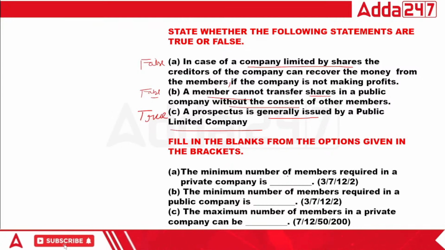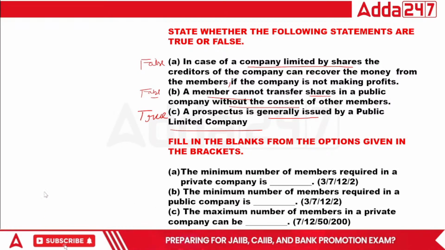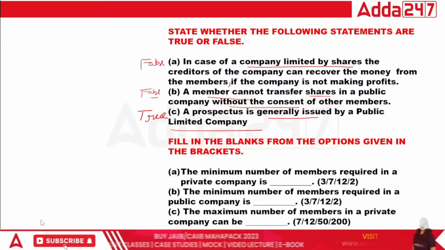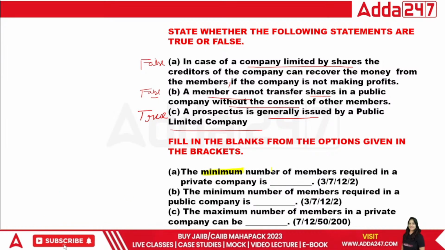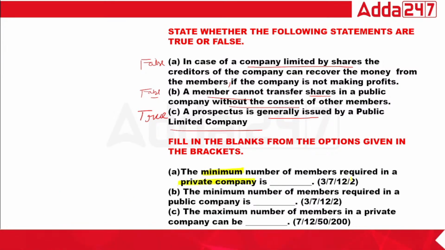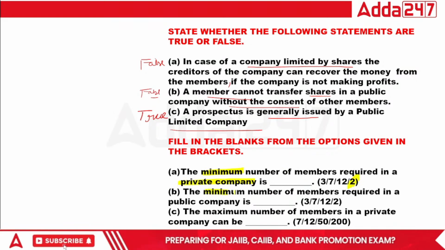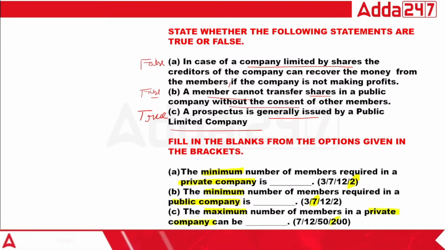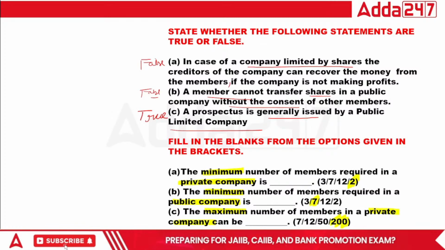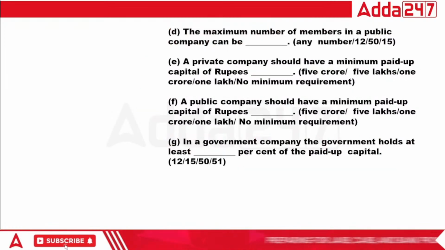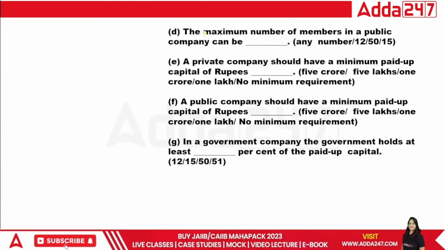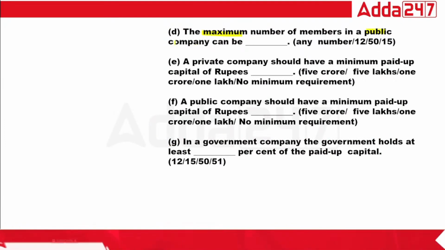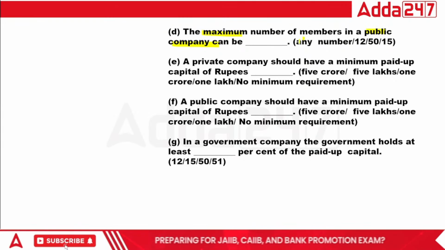Now, the minimum number of members in a private company is 2. The minimum in a public company is 7. The maximum in a private company is 200. Very simple questions are there. The maximum number in a public company is no limit.